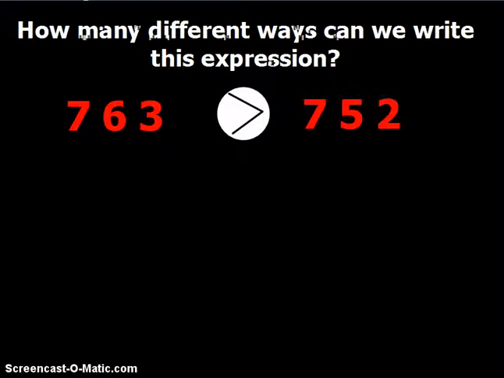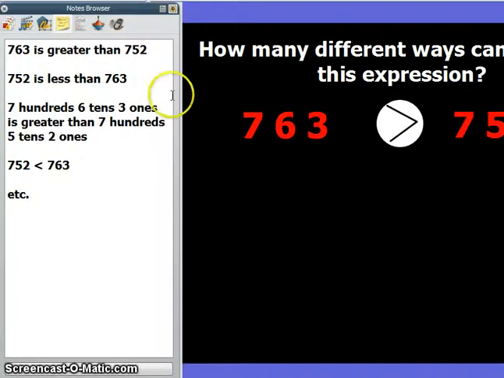There are many different ways that we can write this expression. First of all, we can say that 763 is greater than 752. But then we can write that in many different ways. Now over here to the right, you can see many different ways that you can write the same expression. 763 is greater than 752. You can write it out in words. Or you can turn it around backwards and say that 752 is less than 763.